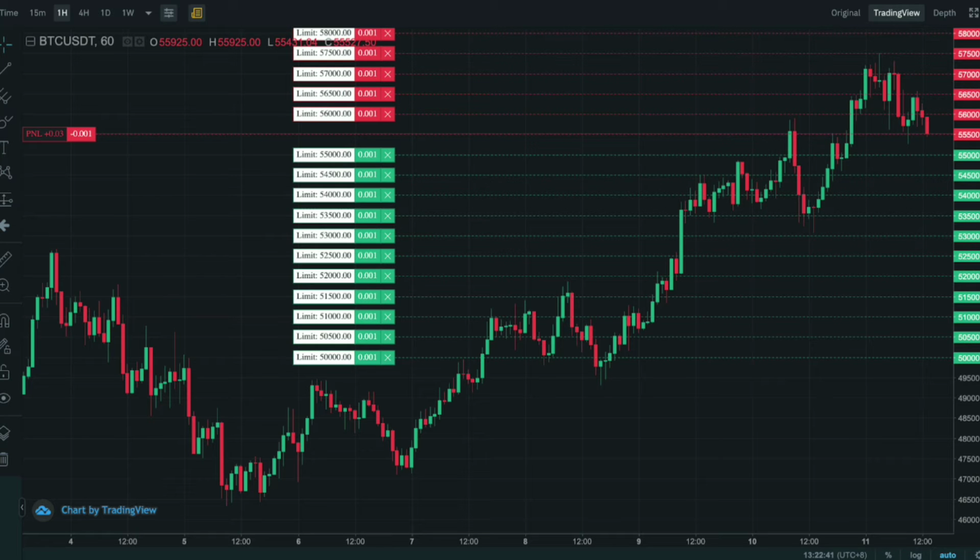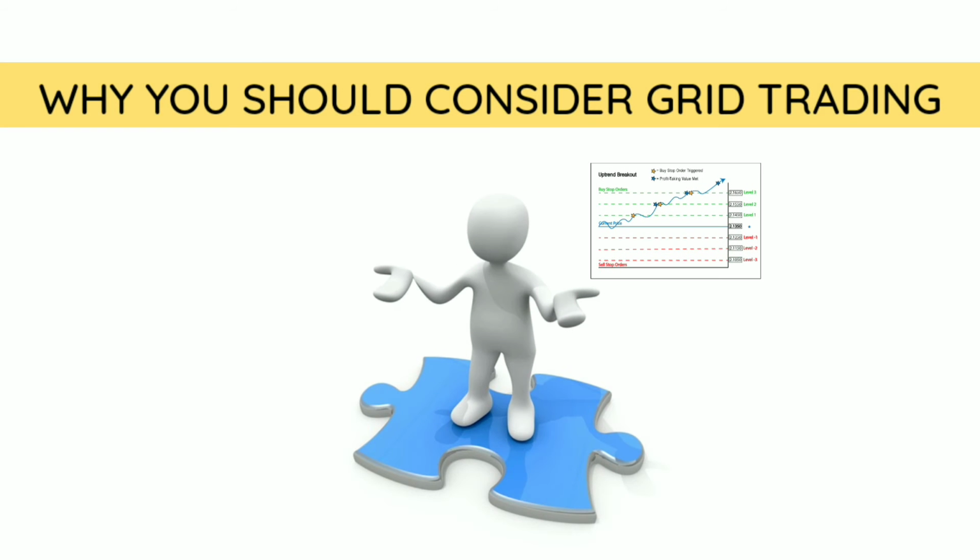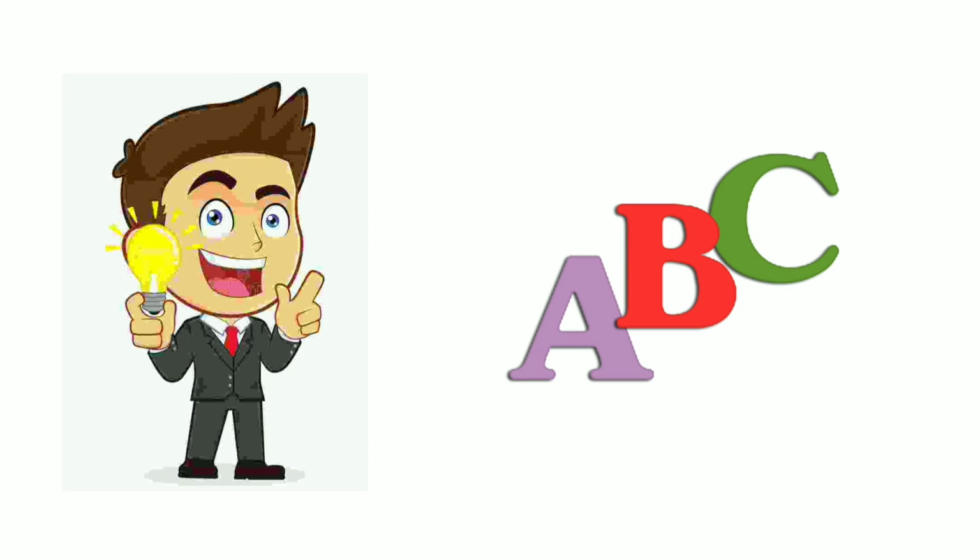In this scenario, as the price of Bitcoin falls towards $55,000, the grid trading bot will accumulate buy positions on the way down at a lower price than the market. As prices recover, the bot will sell on the way up at a higher price than the market. This strategy essentially attempts to profit from price reversions. Why should you consider grid trading? I am ready to share my ABC on why it is an amazing technique.